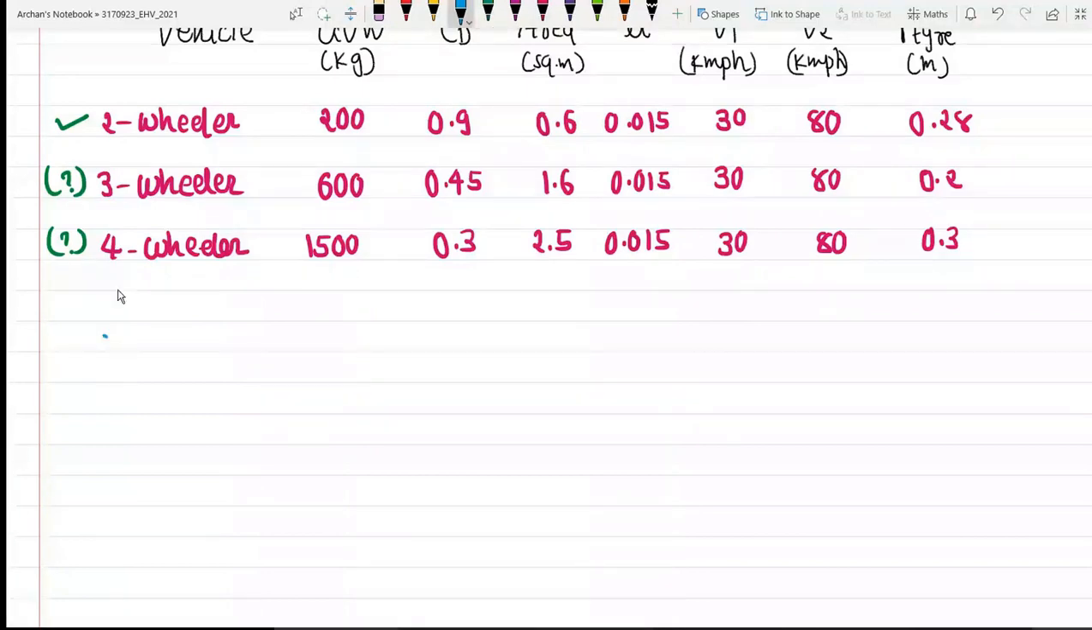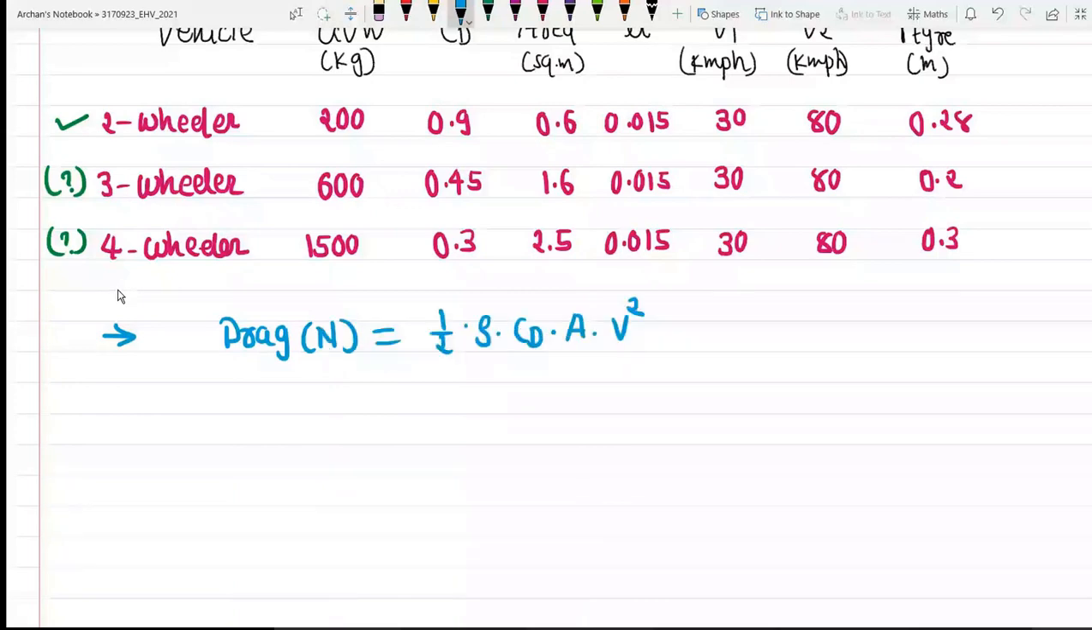Okay, the equation of drag in Newton is known to us. It is half rho CD A V square. So this is what we are having.